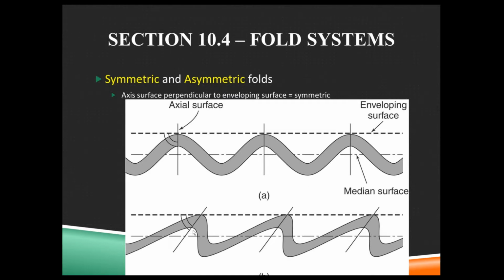Asymmetric, you've got not 90 degrees anymore. So they may be parallel to each other, they may not be parallel to each other, your hinge axes, or axial surfaces rather, but most importantly, they're not perpendicular to that enveloping surface. So example A is symmetric, example B is asymmetric.